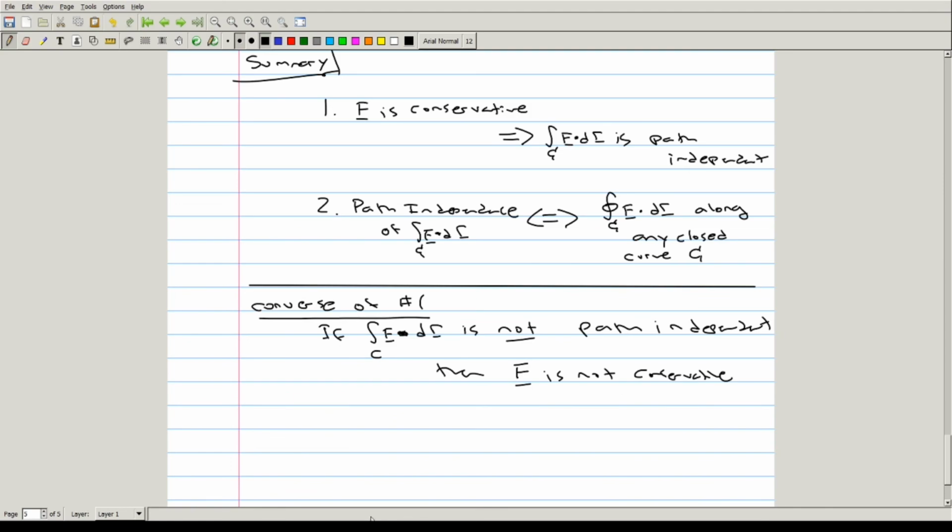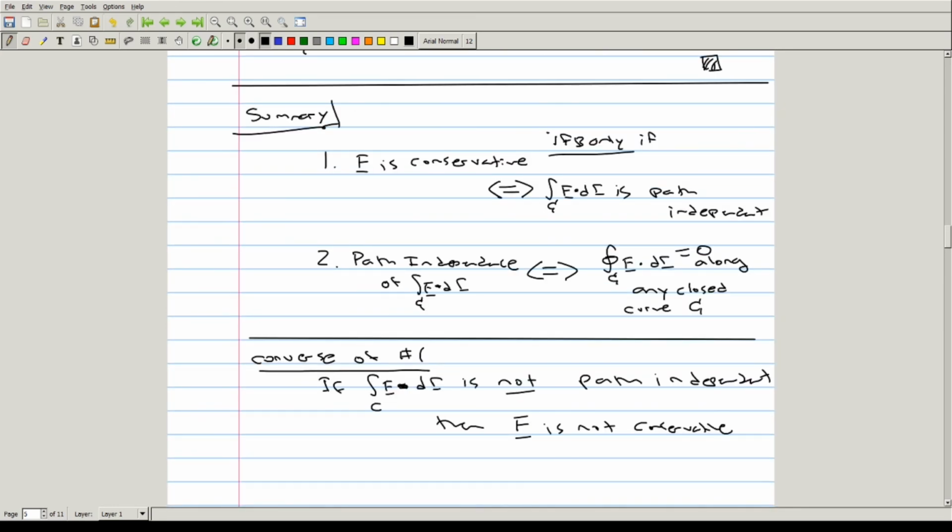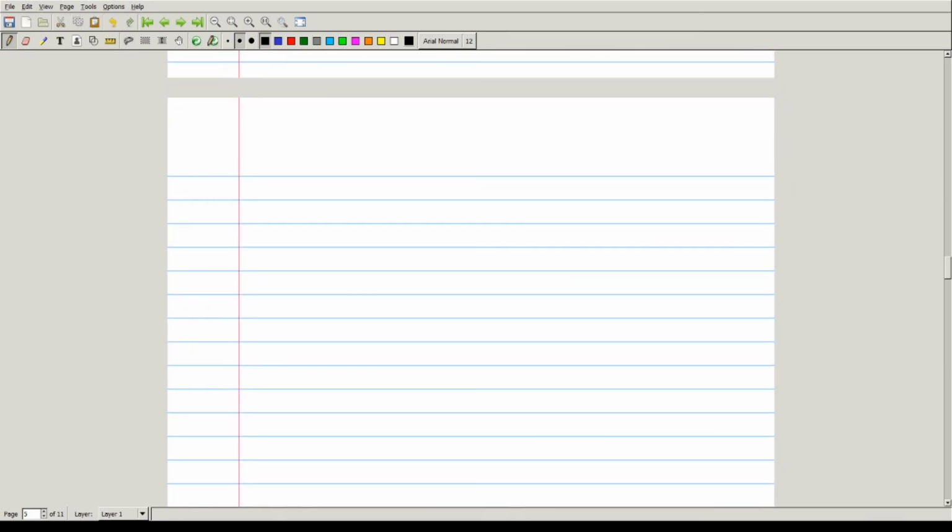And I will write up here the fact that this is in fact a bi-implication. So let's go through and quickly prove this statement right now. We'll prove the theorem that if f is path independent, or if the line integral tangent to the curve C is path independent, then f itself must be conservative.